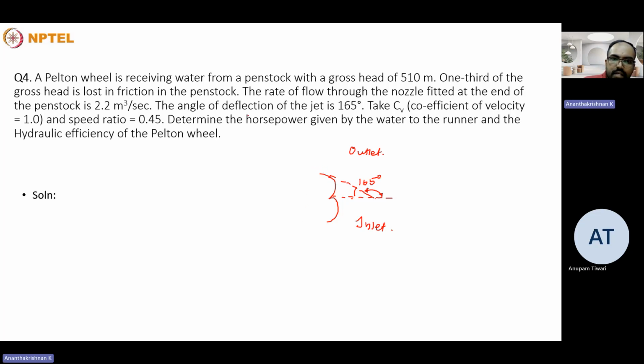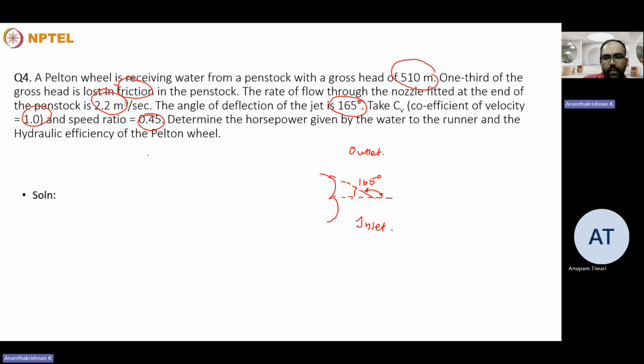and it's considered a Pelton wheel is receiving water from a penstock with a gross head of 510 meters. One third of the gross head is lost in friction in the penstock, and the rate of the flow through the nozzle fitted at the end of the penstock is 2.2. The volume flow rate is given. The angle of deflection of the jet is 165. CV as 1 and speed ratio of 0.45. These are critical, and then we have to determine the power.